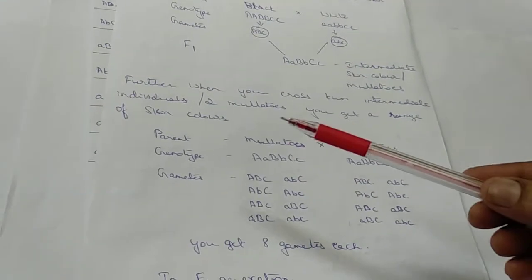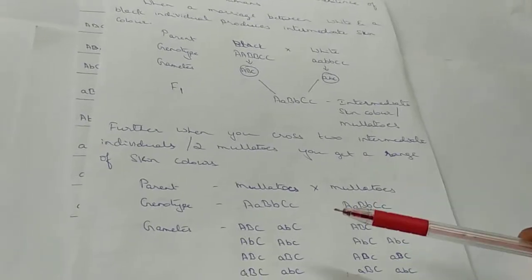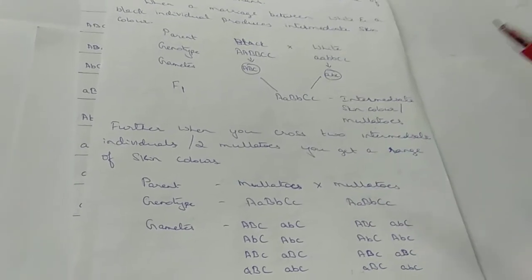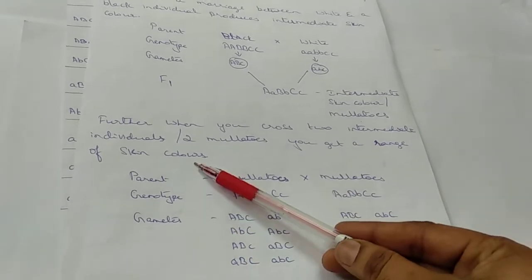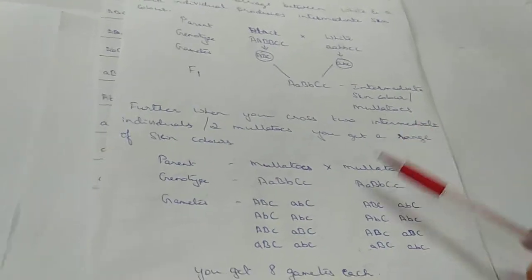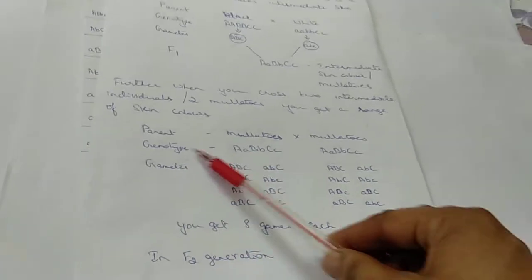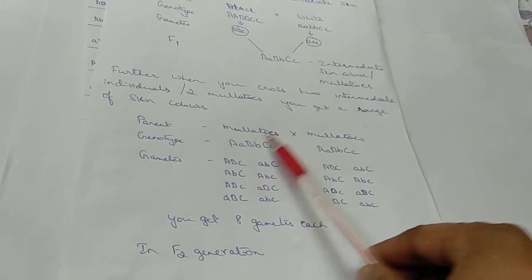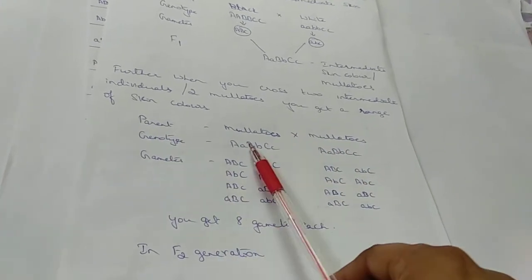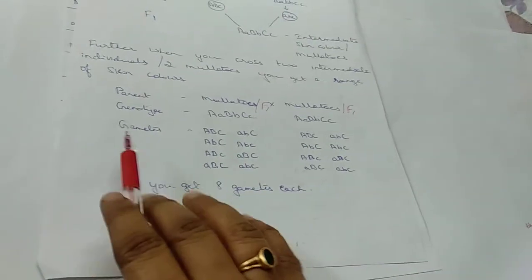Further, when you cross two intermediate individuals that are two mulattoes, you get a range of skin colors. So that is what we are going to see in the Punnett square to show the F2 generation. The parental characters we have taken here are the mulattoes, or you can also write it as the F1 generation.